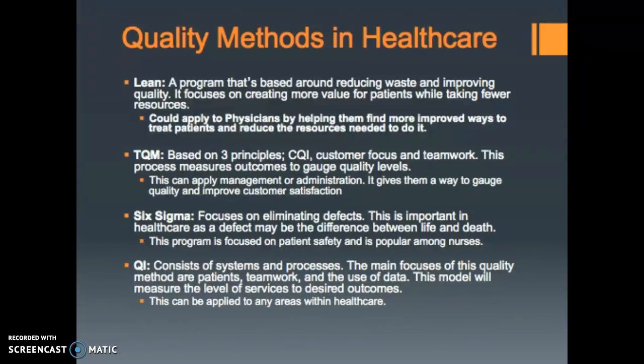Finally is QI, or Quality Improvement. This consists of systems and processes. The main focus of this quality method is patients, teamwork, and the use of data. This model will measure the level of services to the desired outcomes. This can be applied to any area within a healthcare facility.